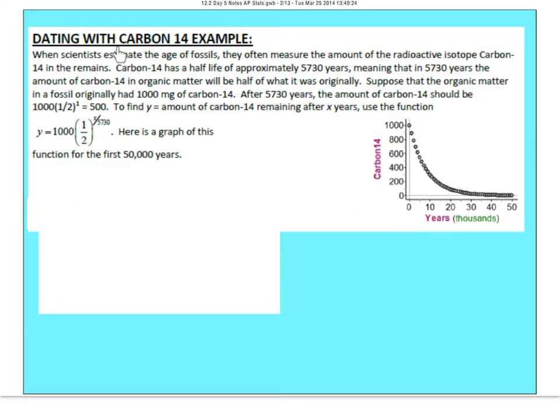Let's look at this carbon dating question. When scientists estimate the age of fossils, they often measure the amount of radioactive isotope carbon-14 that remains. Carbon-14 has a half-life of approximately 5,730 years, meaning that in 5,730 years, the amount of carbon-14 will be half of what originally was. Suppose the organic matter in a fossil originally had 1,000 milligrams. After this many years, the carbon-14 should be at 500. Find the amount of carbon-14 remaining after x years using this particular function. Here's the graph, by the way. This is a great pattern of exponential decay.